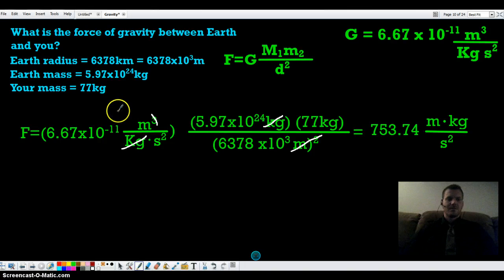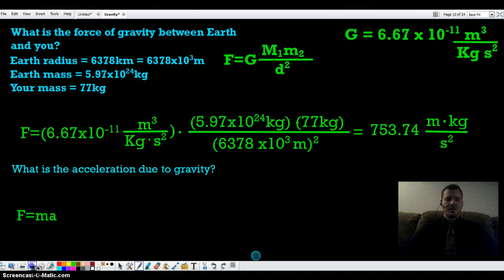But what about the acceleration? Because we're not so concerned with the force. What we really want to know is what is the acceleration. So we can use an equation that we're all familiar with, Newton's second law. Force is equal to mass times acceleration. If we rearrange this a little bit to solve for acceleration, for the A, we divide both sides by m, and we get A is equal to, or acceleration is equal to force divided by mass. Okay?